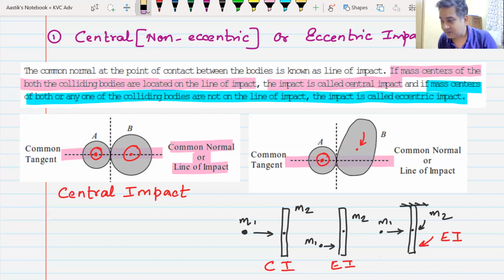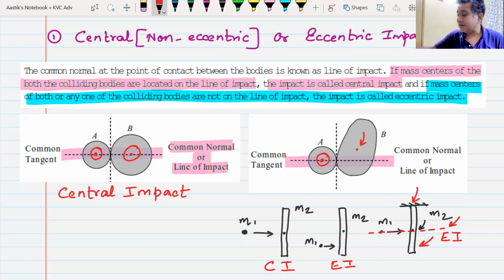Even though it is hitting the center of mass, both the centers of mass still lie on the line of impact. It looks like the line of impact is along this line, but actually it is not, because this board is not free to move. This hinge is also giving it an impact. Therefore, the line of impact does not lie here. Do we understand this? Yes, sir. Okay, so this is central impact and eccentric impact.